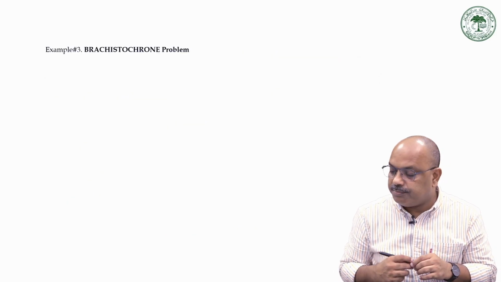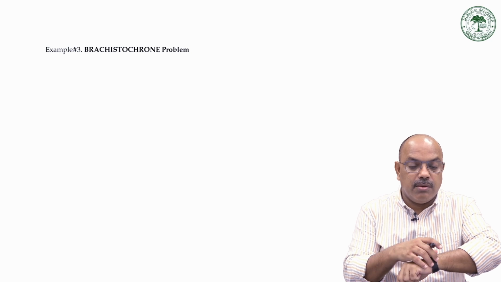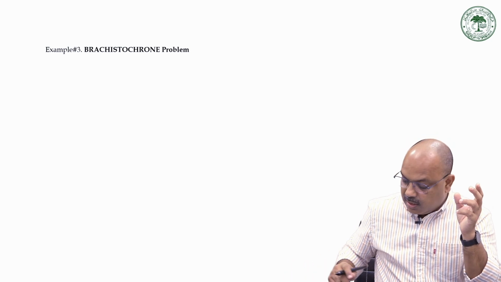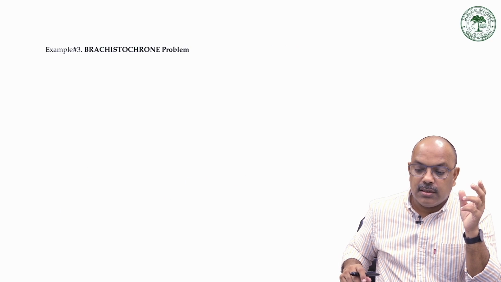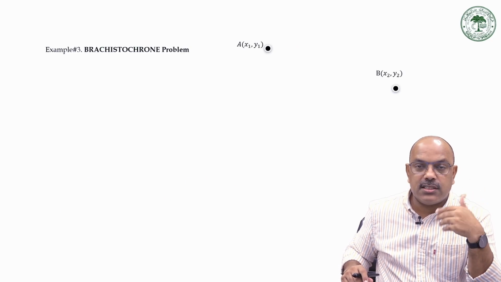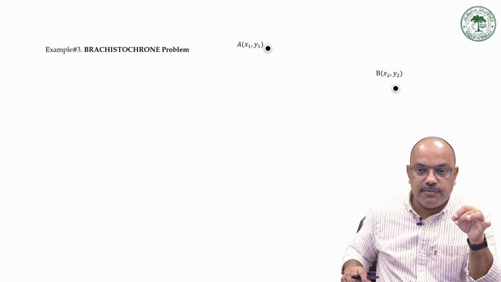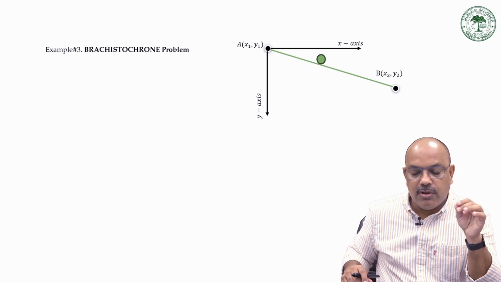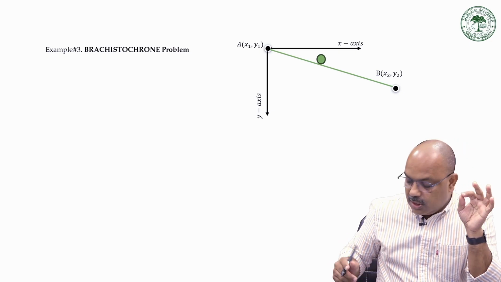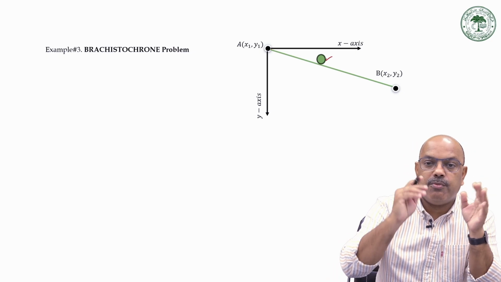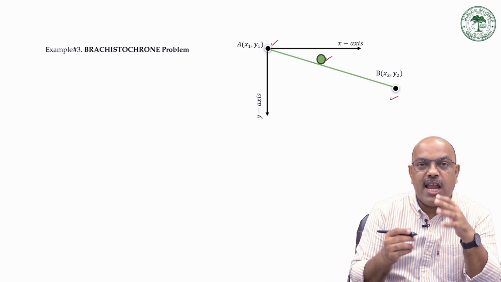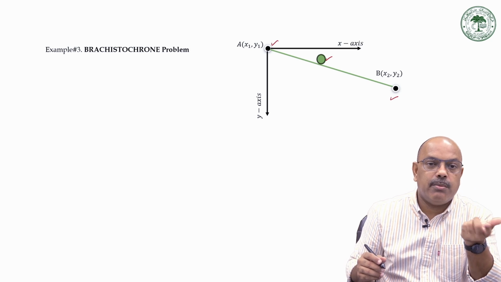And let's move to the new example, which is the Brachistochrone problem, where we have to find the minimum time. If you have 2 points, and you release a marble between these 2 points, from x to the y axis. So if you release a marble at this position, so for this marble to come from position A to position B, what should be the path of the marble so that the time taken is minimum? This is the Brachistochrone problem.